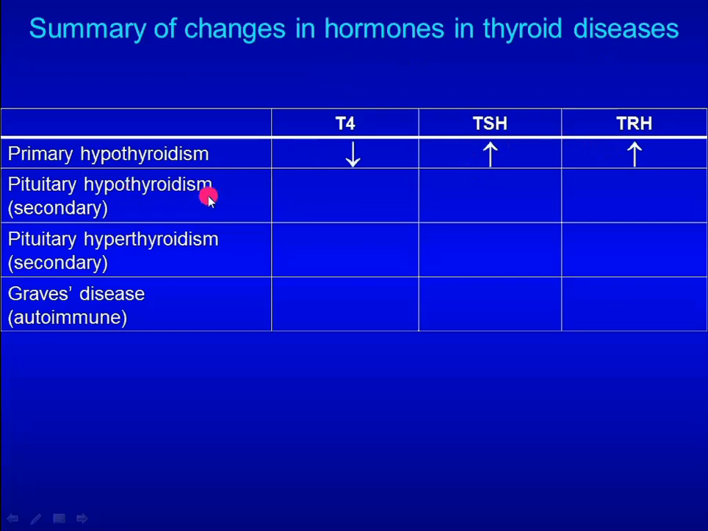Pituitary hypothyroidism is due to reduced TSH. As a result, both T4 and TSH levels decrease. Without negative feedback inhibition, TRH levels rise. Pituitary hyperthyroidism is due to overproduction of TSH. As a result, both T4 and TSH levels rise. With negative feedback inhibition, TRH levels decrease.